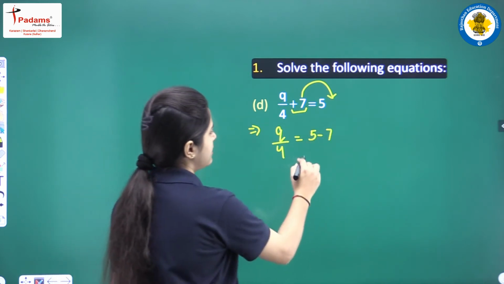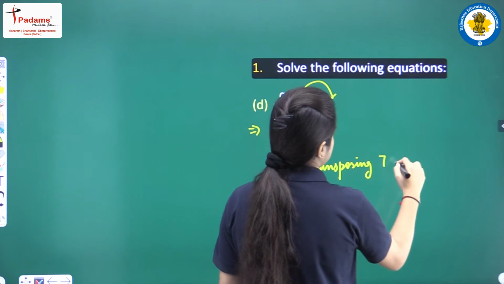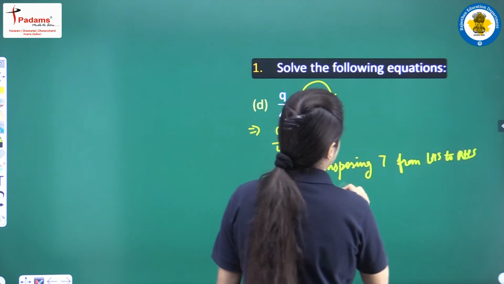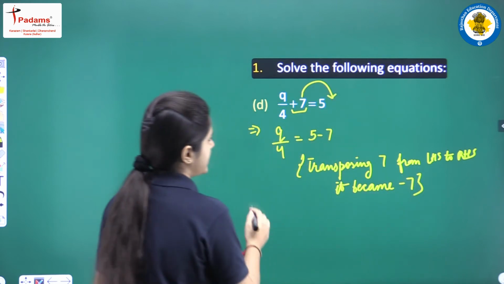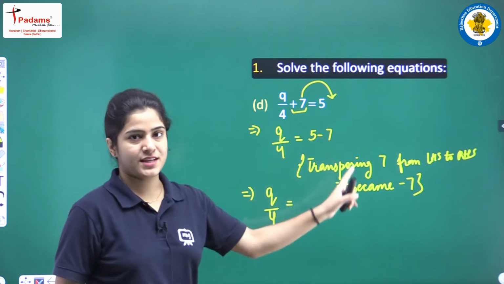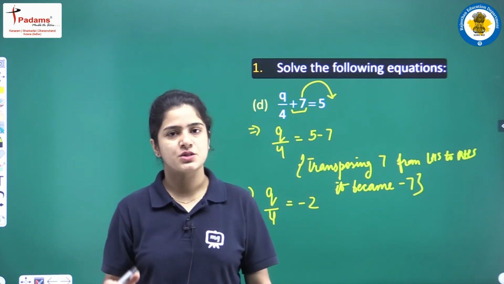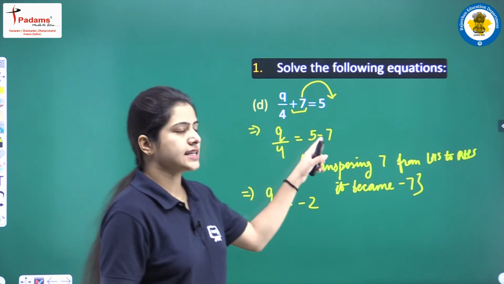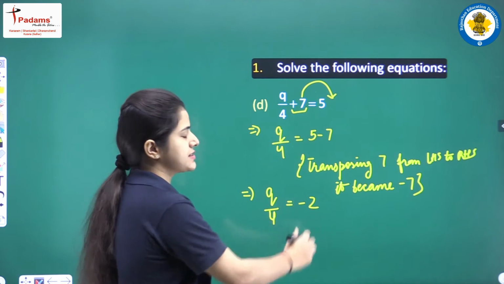Okay. By transposing from LHS to RHS, it became minus 7. Okay, students. So, Q upon 4 is equals to 5 minus 7 is equals to minus 2. Okay, students. Because plus minus is minus, 7 minus 5 is equals to 2, and the sign with the greater number will be the sign of your answer. Okay. So, 7 is containing a negative sign. So, that is why the result is containing a negative sign. Okay, students. So, Q upon 4 is equals to minus 2.